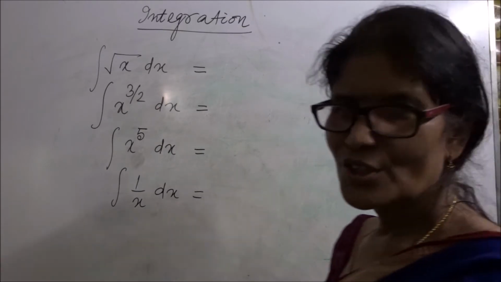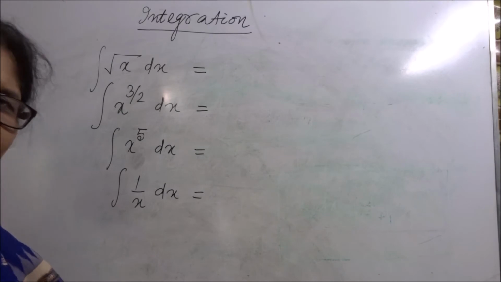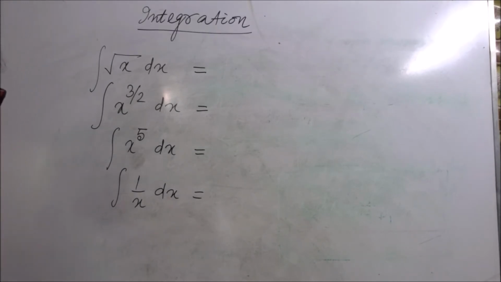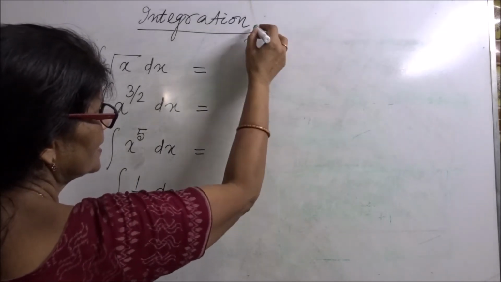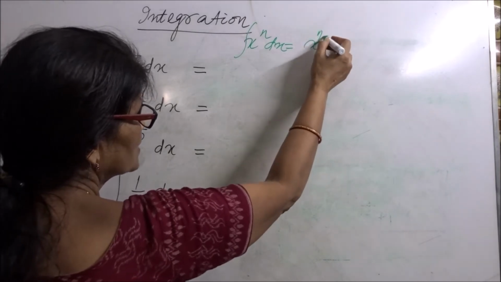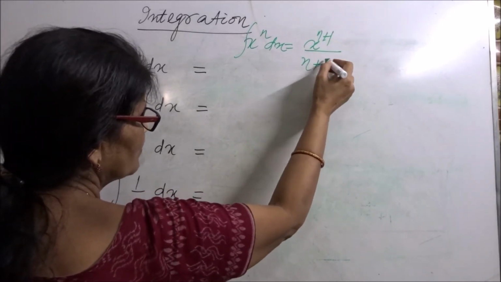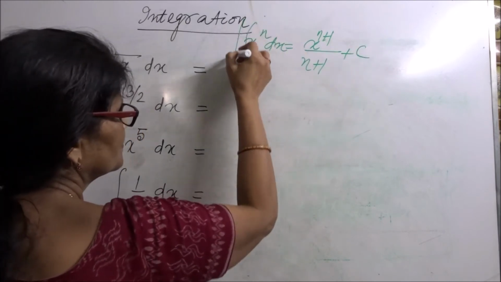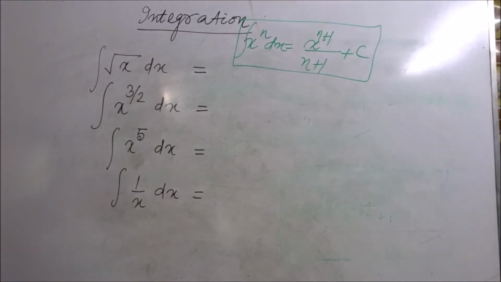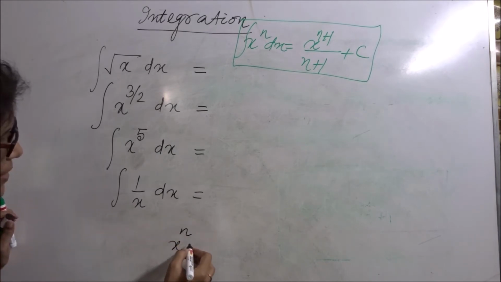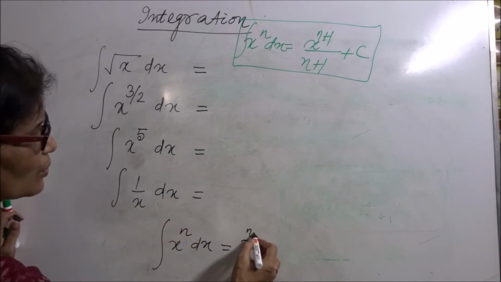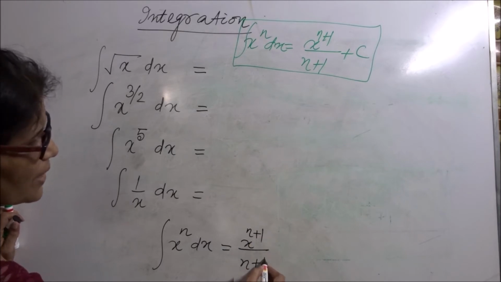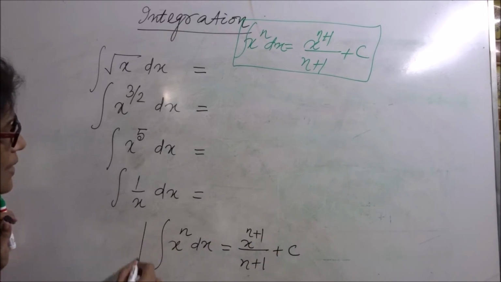So we'll do all these polynomial integrals with that formula. What was the formula? The integral of x to the power n dx is x to the power n plus 1 by n plus 1 plus c. I am writing x to the power n plus 1 again here. You may not see the reflection of light because I do not have all that technology for this.